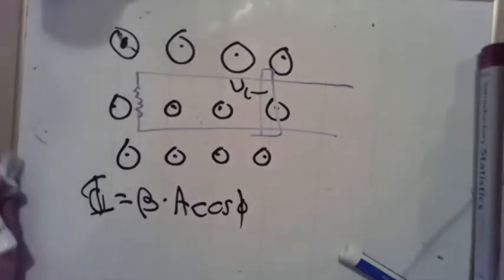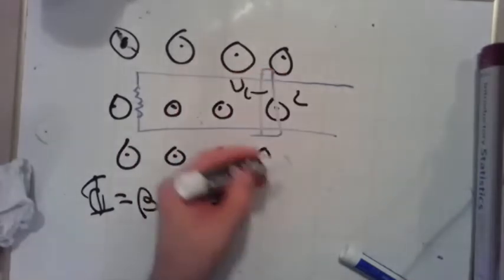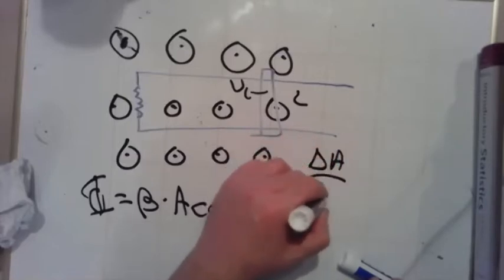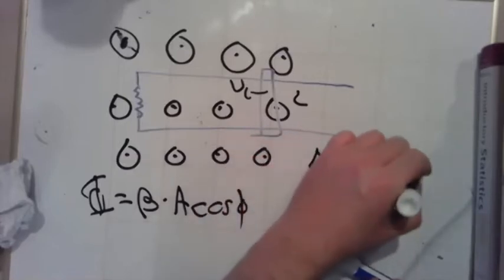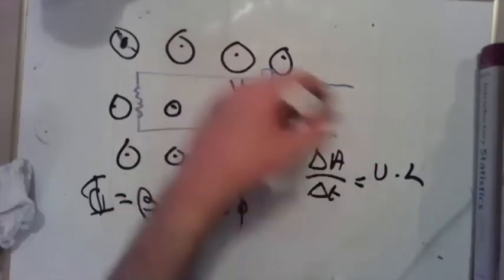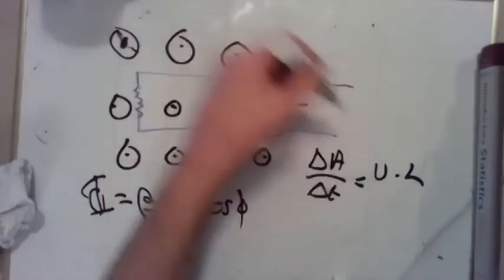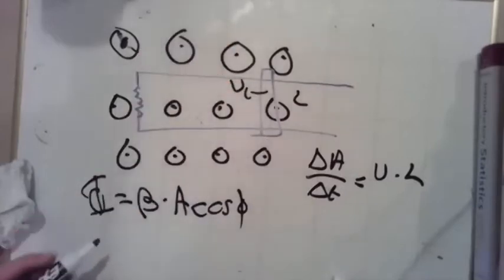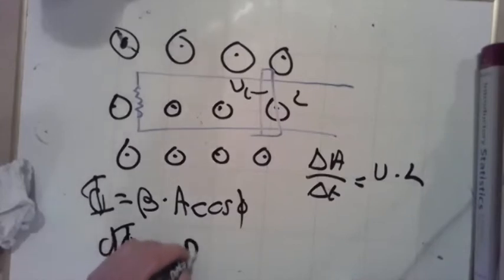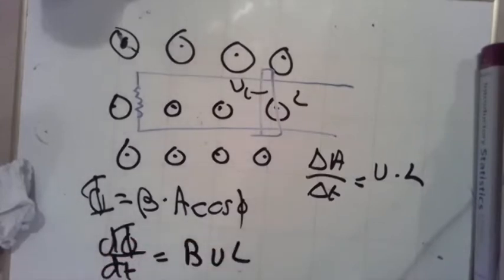That changing flux, if this has length L, my changing area will be my velocity times my length. You can work out the details on that if you don't believe it. It's kind of interesting, but that's how fast my area is changing, my speed times this length right here. So my changing flux will be BvL. And that's a negative because my area is decreasing.